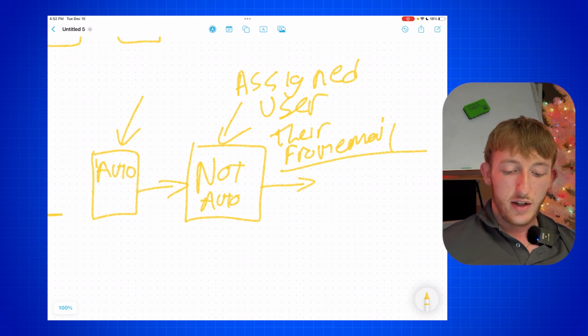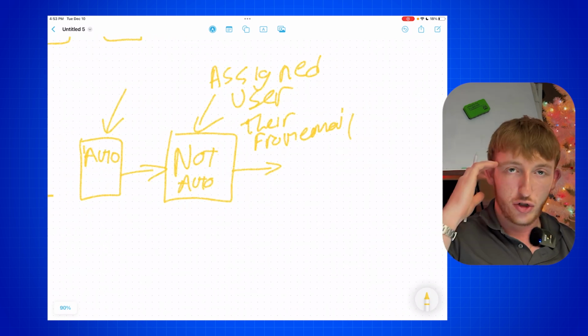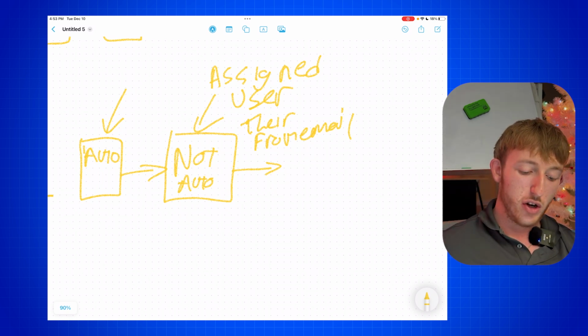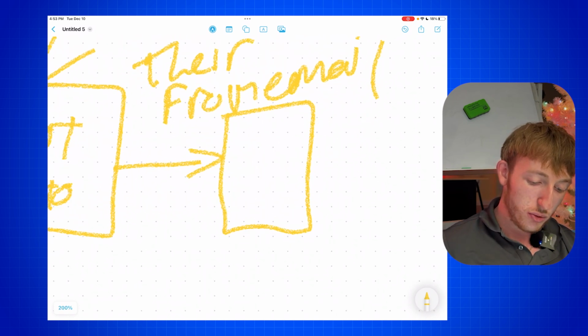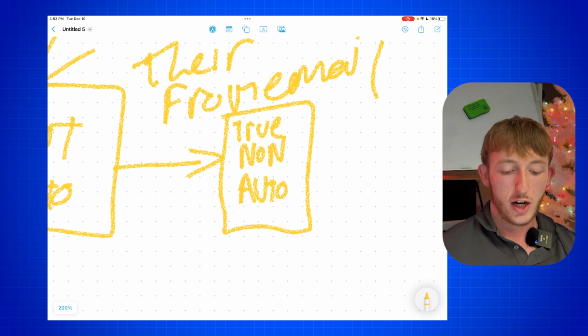And again, this is going to basically be pulling them out of the idea that you're just sending them automated reminders. Yes, you're going to send them the automated reminders, but you also want ones that seem not automated. And then on top of that, we're going to hammer them with the true non-auto. This could be something that's truly not automated.